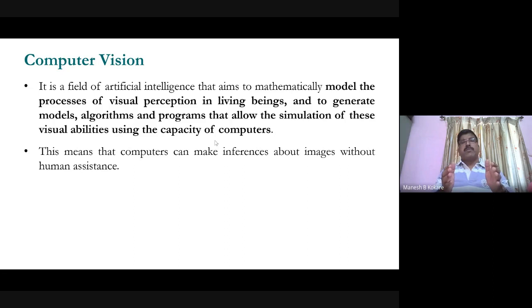At every stage, quality inspection is done. Sometimes you have to do the quality inspection through your visual abilities, so that can be replaced with a computer vision system. You don't need a human being. Automatically, you can take pictures of the product and compare it with the standard one. If it is acceptable, it will be passed and sent to the next stage, and so on. So the aim is that the computer can make inferences about the images without any human assistance. That is the aim of computer vision.